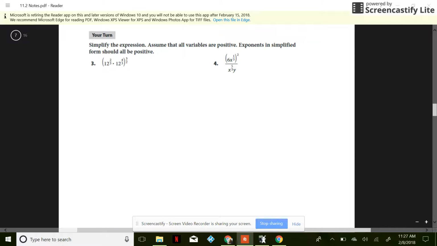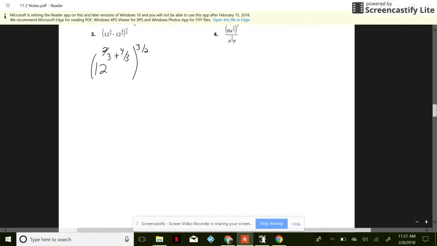So if we want to simplify these expressions, here inside of the product, we've got the same base, so we can add the exponents. So I have 12 to the 2/3 plus 4/3. 2/3 plus 4/3 is 6, so we have 6/3. So this is the same thing as 12 squared.